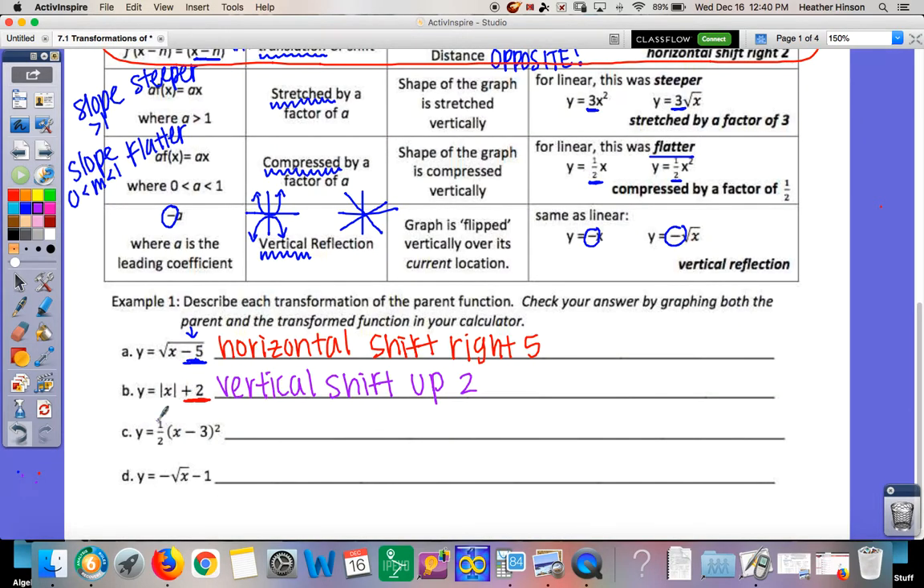So the third one, we have this 1/2 out front. What were the numbers out front? The numbers out front are either going to be stretched or compressed, which we used to say steeper or flatter. It's 1/2, so it's between 0 and 1. So is that stretch or compress? That one's going to be compress. What we used to say is flatter. So this is going to compress by 1/2.